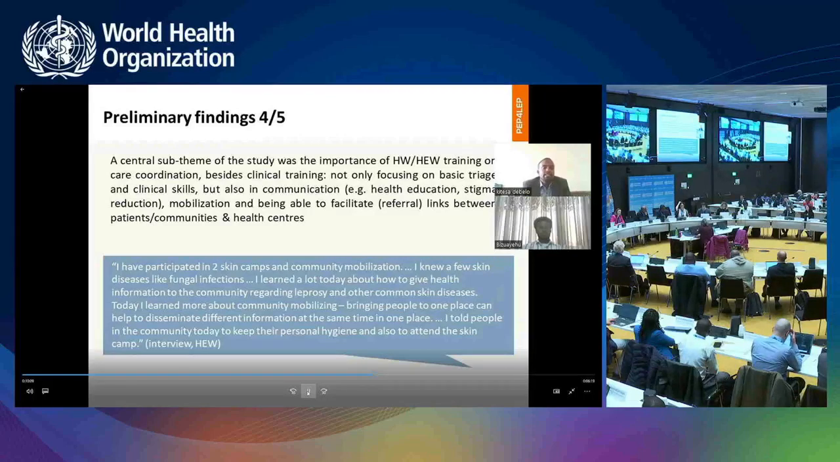And a central sub-theme of the study was the importance of healthcare worker training on care coordination beside clinical training. And here, the main point is not only focusing on the basic triage and the clinical skills, but also focusing equally on the communication area. For example, health education, stigma reduction, mobilization, and being able to facilitate the referral linkage between the community and the health center is very important, and it should get attention.